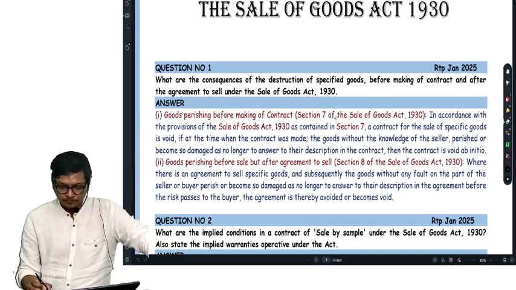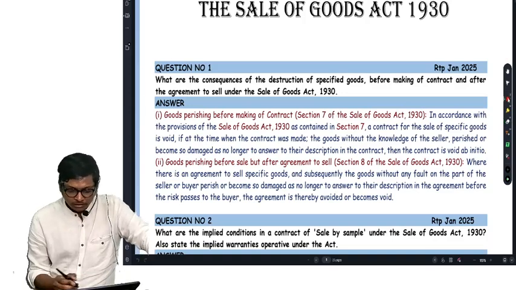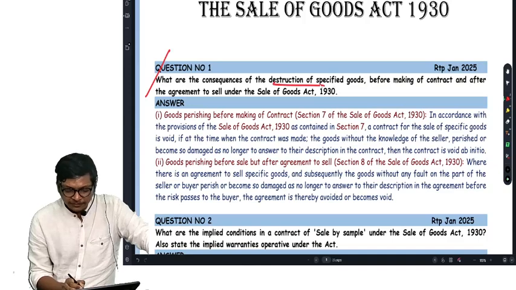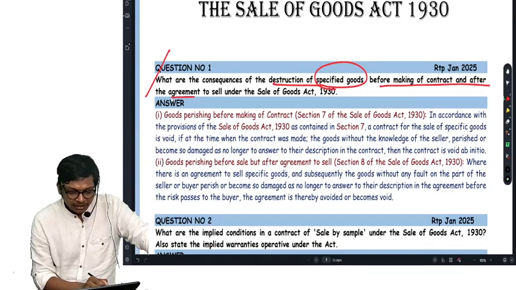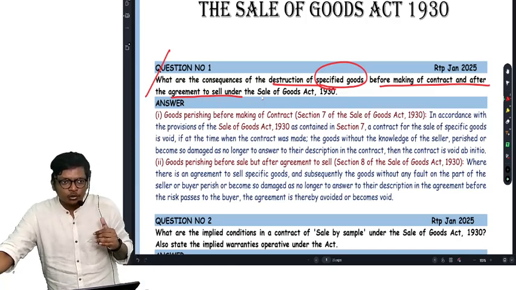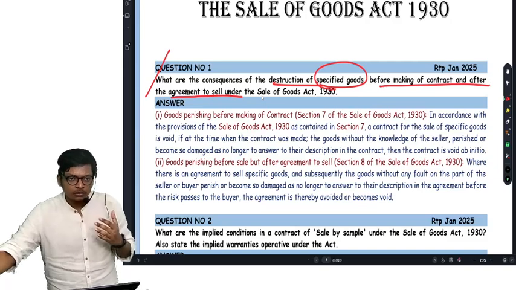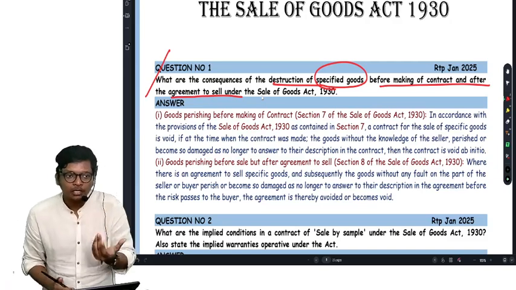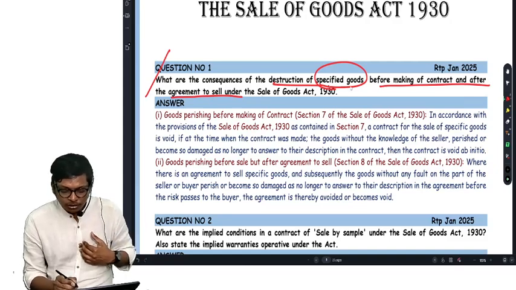What are the consequences of destruction of specified goods before making contract and after agreement to sell under Sale of Goods Act? Whenever goods are destroyed, the common sense is what? The contract is going to become void, or the agreement is going to become void. That too, destruction of specified goods.